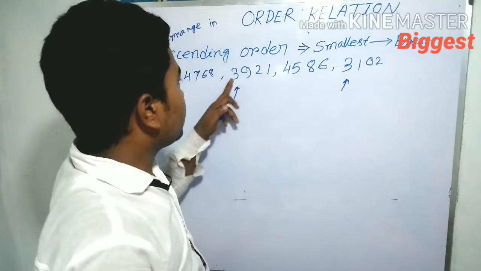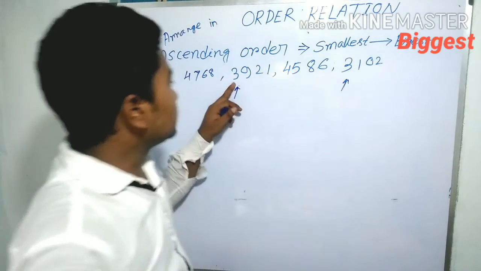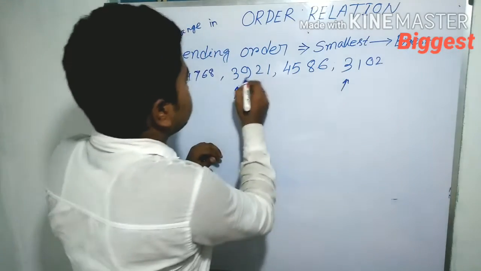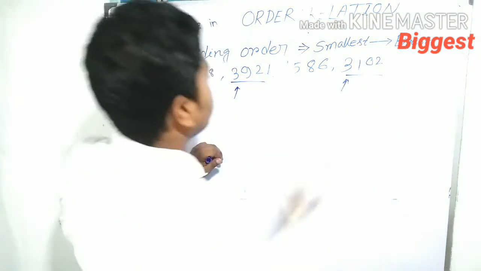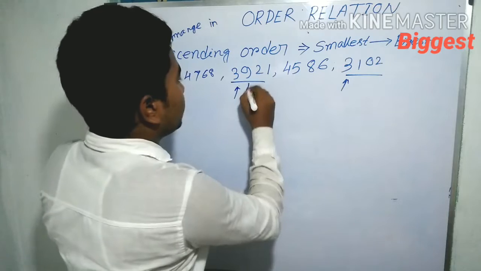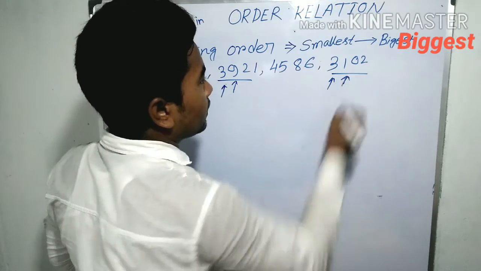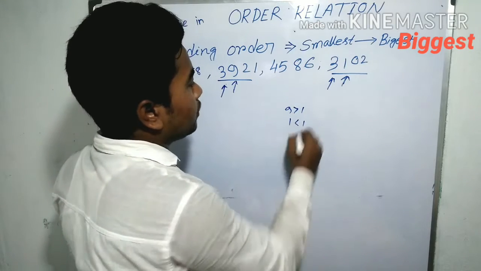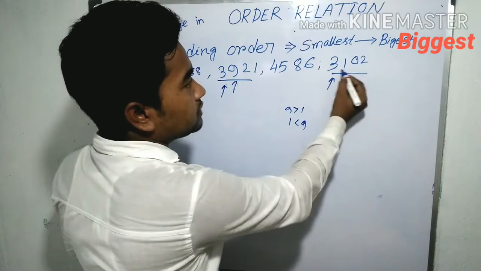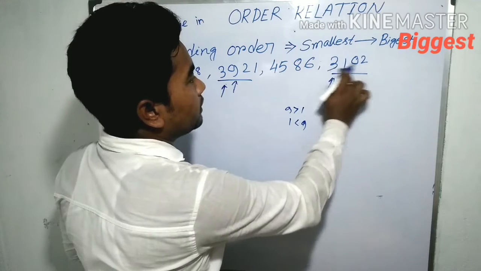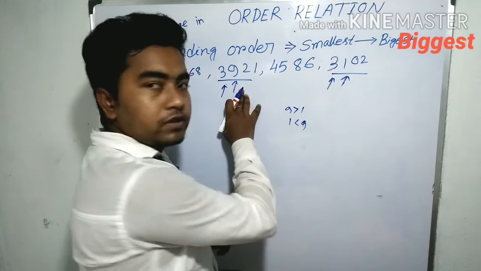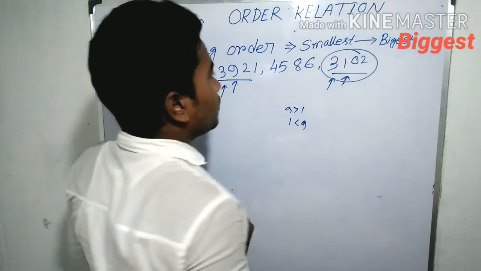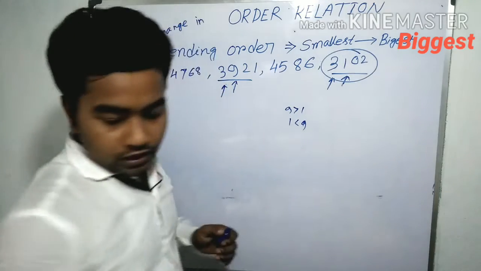As for these two numbers, as the first digit is the same, compare the second digit of this number and this number. The second digit here is 9 and here the second digit is 1. As 9 is greater than 1, or 1 is smaller than 9, this number will be smaller than this one. So this number is the smallest number among these four numbers.